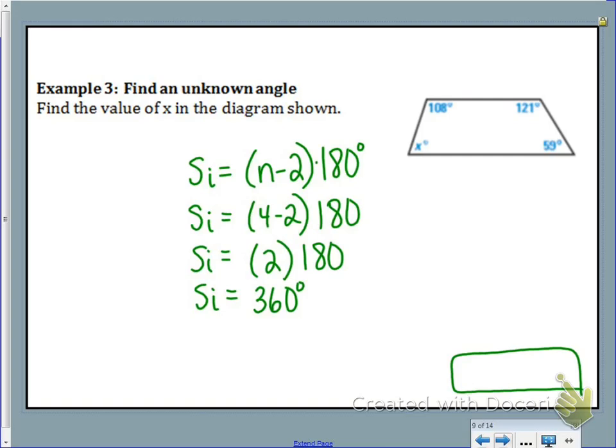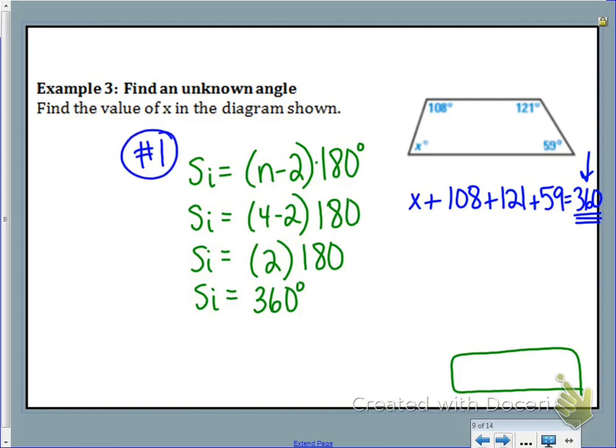Well, if all of these angles equal 360, that's the equation we're going to make. X plus 108 plus 121 plus 59 equals 360. Keep in mind, if this had been a 5-sided figure or a 6-sided figure, this 360 would change. So our first step is to find the sum of the interior angles based on the number of sides, and then our second step is to set the interior angles added together equal to that total.